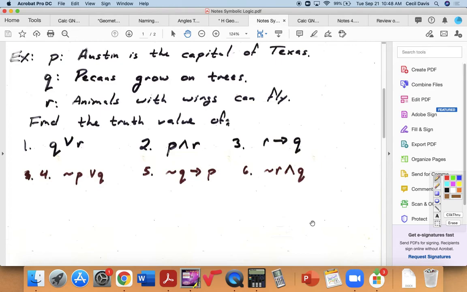All right, so let's look at some basic examples of this. Here are three statements. Austin is the capital of Texas is going to stand for P. Pecans grow on trees, that's going to stand for Q. And animals with wings can fly is going to stand for R. Before we go through this, let's assign truth values to all of these. For this first one, Austin is the capital of Texas. True. Pecans grow on trees. True, that's also true.